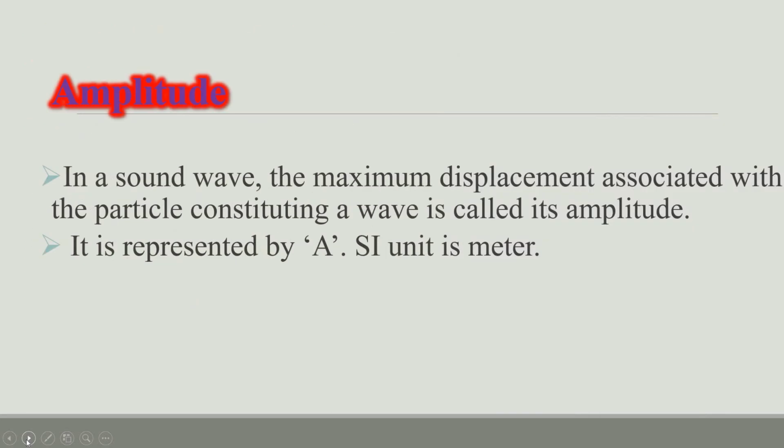Now the next topic is amplitude. In a sound wave, the maximum displacement of the particles constituting the wave is called amplitude, and it is represented by A, and its SI unit is meter. The amplitude actually tells us how far the vibrating object is displaced from its center position. We can increase the amplitude of vibration of a simple pendulum by raising the height from which the pendulum bob is initially released. Similarly, we can decrease the amplitude of vibration by releasing the pendulum bob from a smaller height.